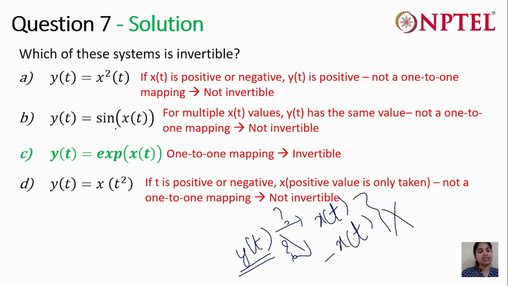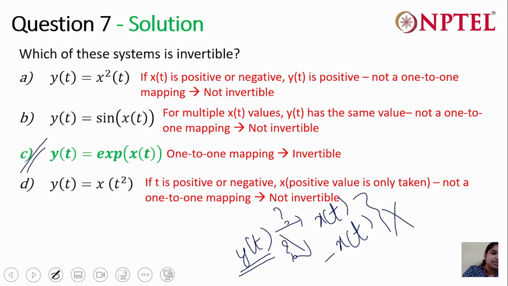The same thing holds for sine of x of t. For multiple values of x of t, we will get the same output, because sine is going to have the same value. So again, this is not an invertible system because it does not have a one-to-one mapping. Same with the last one also, x of t square. Whether t is positive or negative, only the positive value is taken. Again, you cannot map it one to one. You don't have a one-to-one relation, so this is also not invertible.